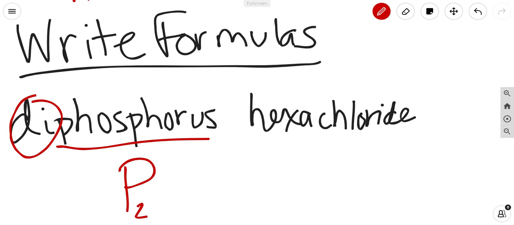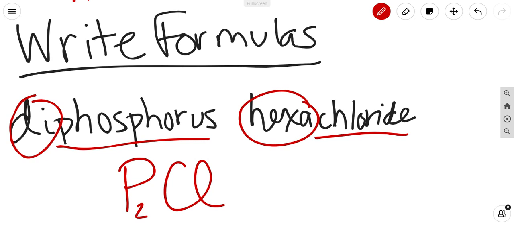Okay, what's my next element? Chloride is really the element chlorine. And the prefix hexa is 6. So there you go. Diphosphorus hexachloride. No crisscrosses, no parentheses. You just look at the prefix. There you go. Okay.